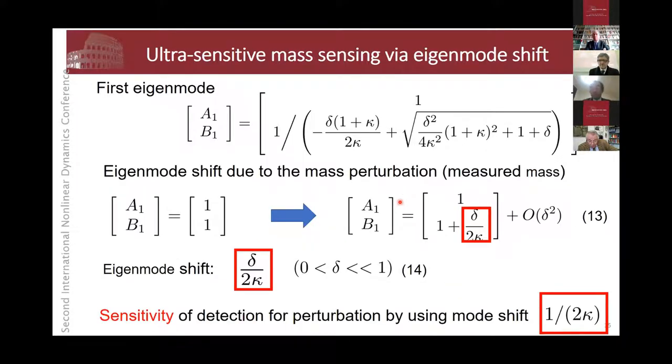The amplitude ratio in the first mode is expressed as equation 12. In the case without measured mass, the amplitude ratio is of course 1 to 1. In the case with measured mass, the amplitude ratio is calculated as equation 13. Hence, the eigenmode shift is expressed as equation 14. Therefore, because the sensitivity is 1 over 2 times kappa, setting a small kappa, small coupling stiffness, realizes high sensitivity.